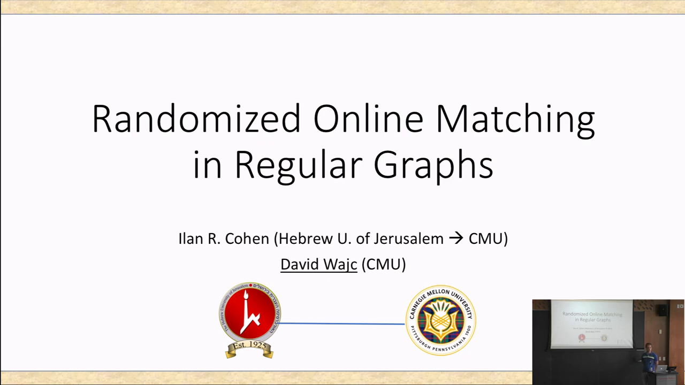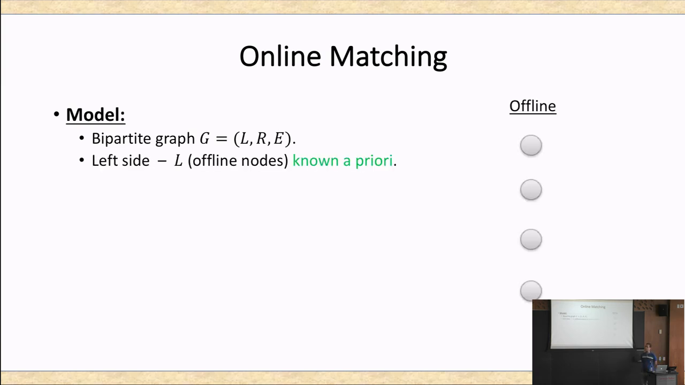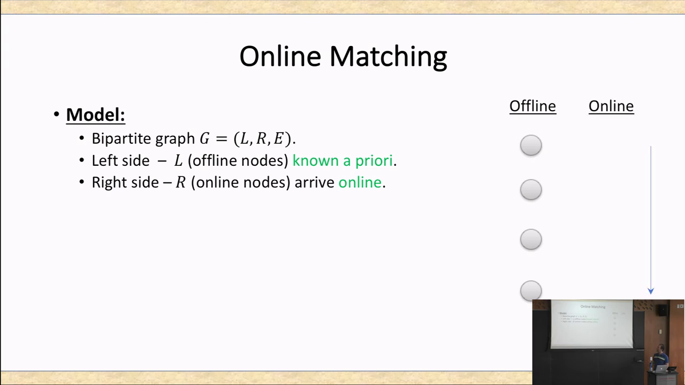Assuming we all know what matchings are, let's talk about the problem we're trying to solve today. In the online matching problem, the underlying input is a bipartite graph: left vertices, right vertices, and an edge set. The left side, also known as the offline nodes, is known a priori, so we already know the offline nodes ahead of time. The right side, also known as the online nodes, are revealed over time online together with their edges. An online matching algorithm has to match arriving nodes immediately and irrevocably.